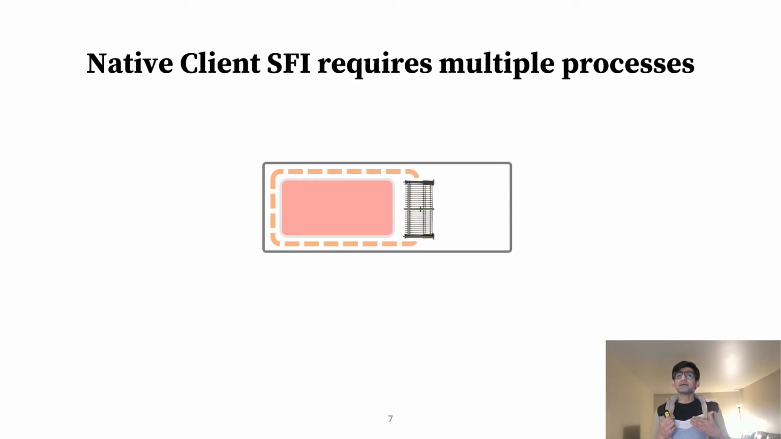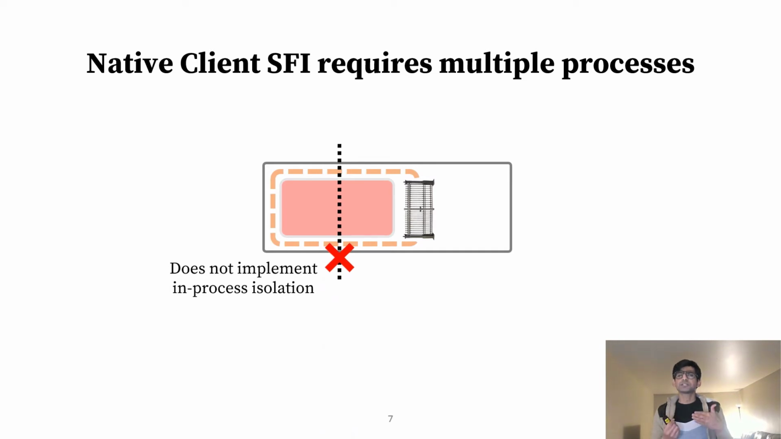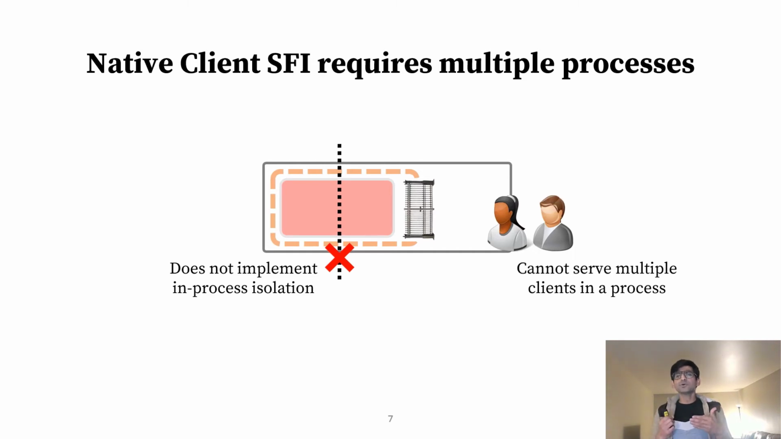However, prior SFI techniques, including the very famous native client, is inefficient because it requires multiple processes. The reason it requires multiple processes is that it doesn't really implement in-process isolation. So when you're going to run multiple clients, you cannot really serve those clients in the same process, because if you do that, you run the risk of one of those clients stealing the information from the other client. So what you have to do is you must use multiple processes.